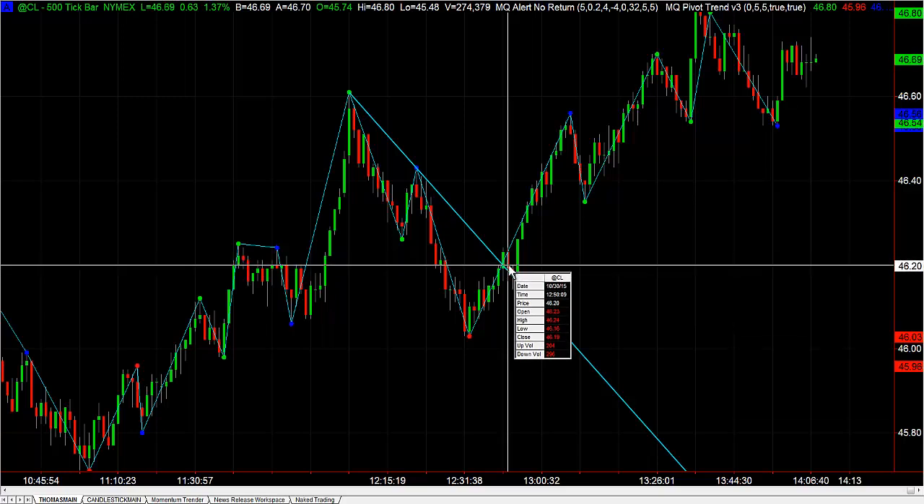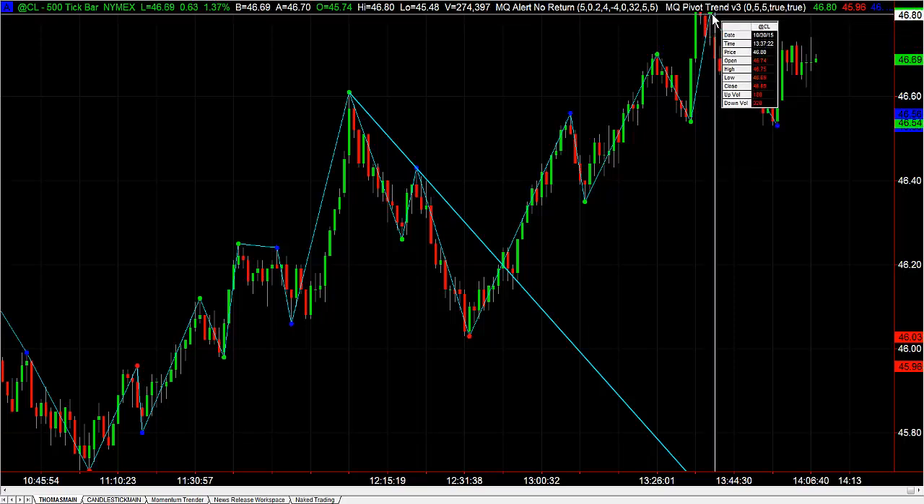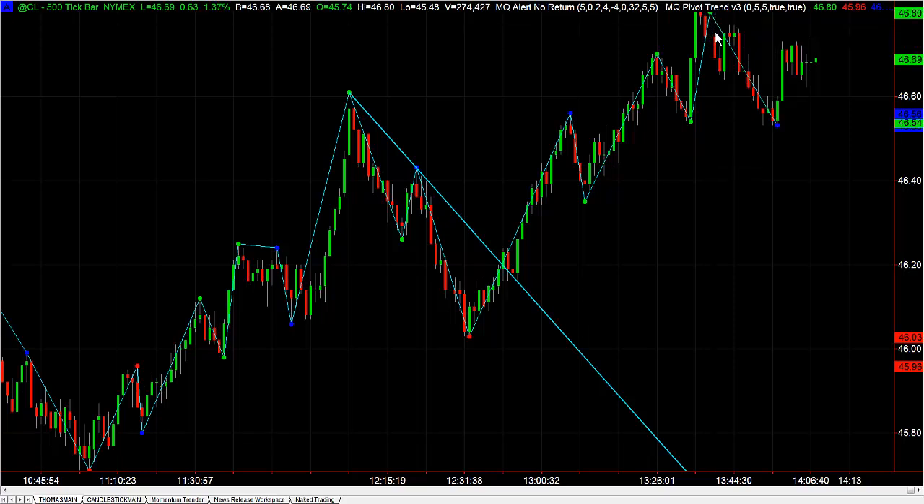You go from the entry, which would have been around 46.20 once again, all the way up to a high this time of 46.80. So you're talking $600 a contract. Not a bad day for trading pivot trends and for trading the consolidation breakouts of these pivots.